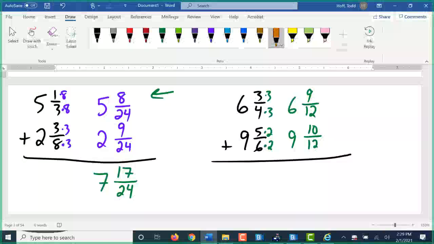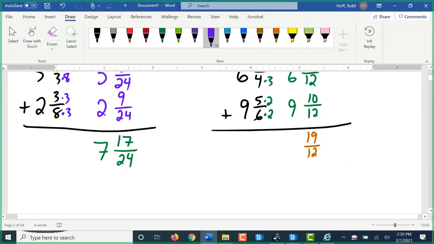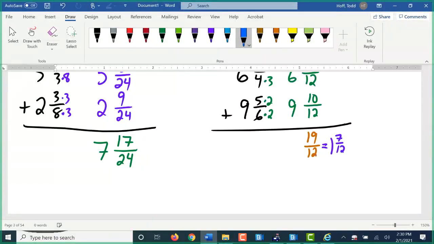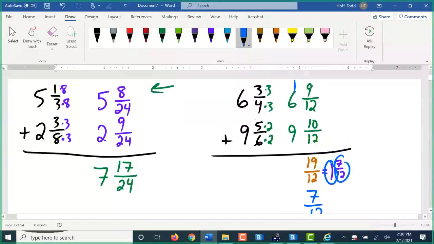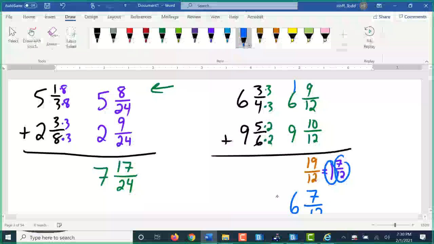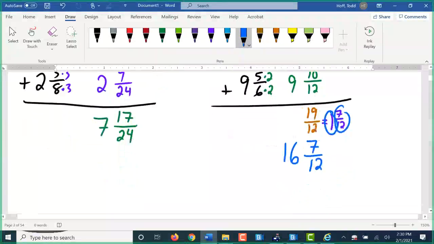Again, we start at the end and work our way backwards. 9/12 plus 10/12. We combine counts. 9 plus 10 is 19, and we keep the same name of 12ths. That is bigger than 1. It's an improper fraction. How many times can I take 12 out of 19? Once. And how much is left over? 7/12ths. Now, just like with any whole number, I'm going to keep part of this. 7/12ths is the fraction digit. I'm going to carry the 1. 1 and 6 makes 7 plus 9 is 16 and 7/12ths.